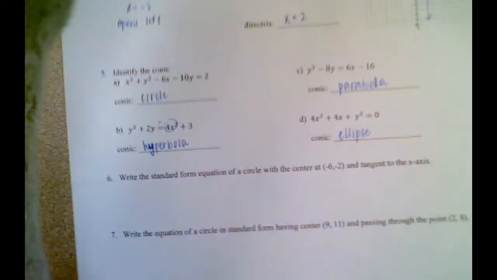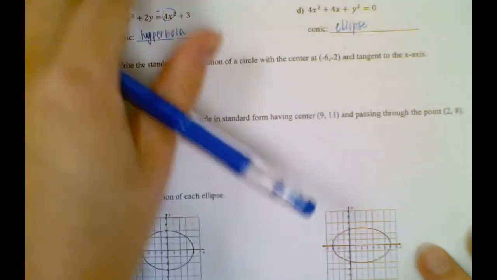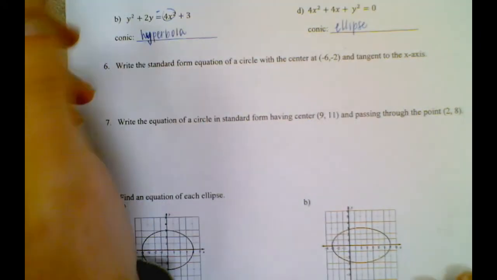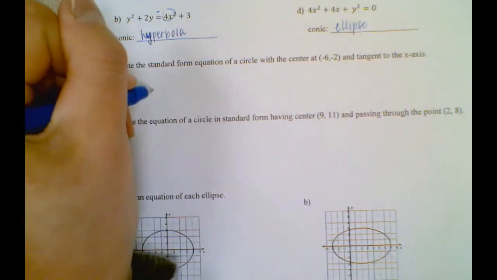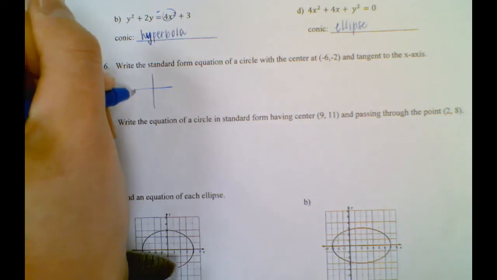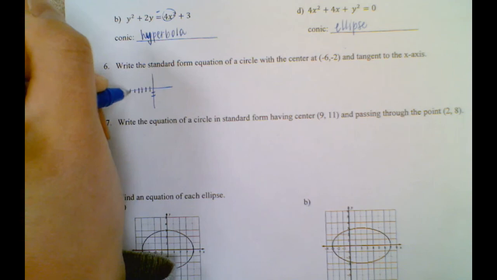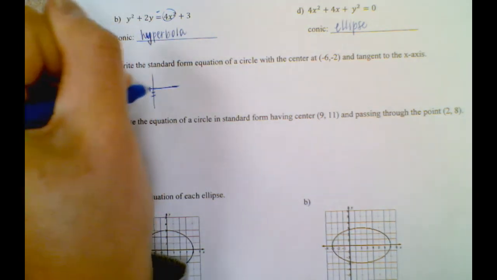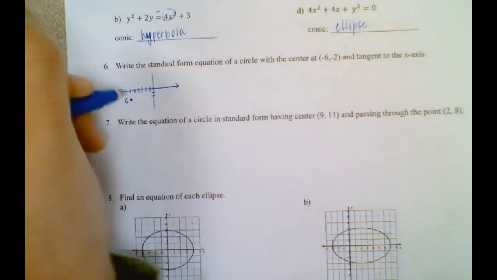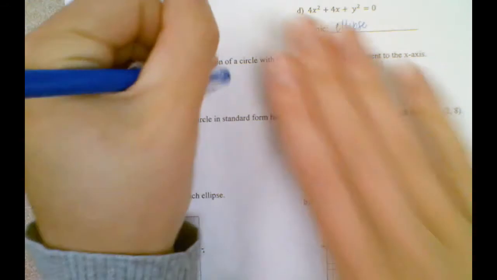Alrighty. Number 6. Write the standard form equation of a circle with the center at (-6, -2), and tangent to the x-axis. So I'm going to sketch this really quickly. So at (-6, -2), it would be here. This is the center, and it's tangent to the x-axis. So tangent to this guy. So my circle, I have x.